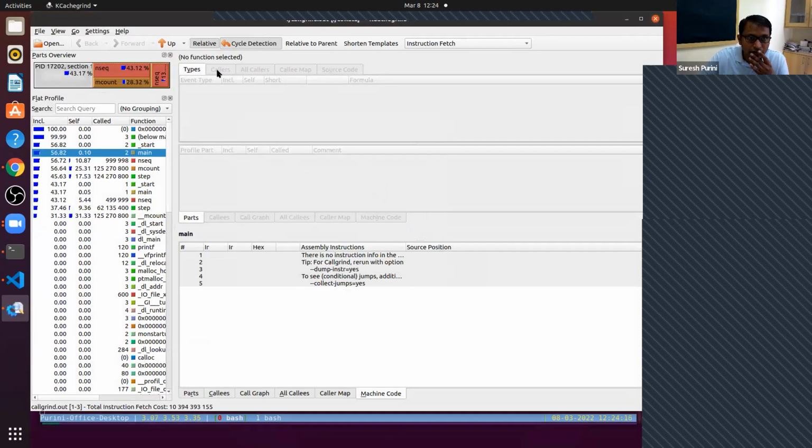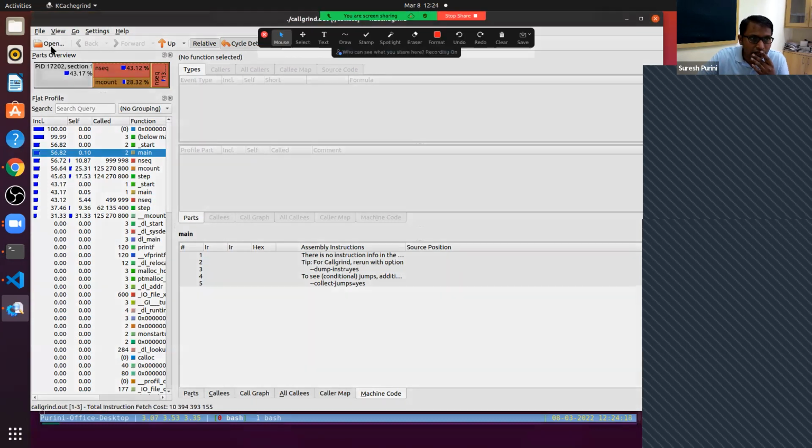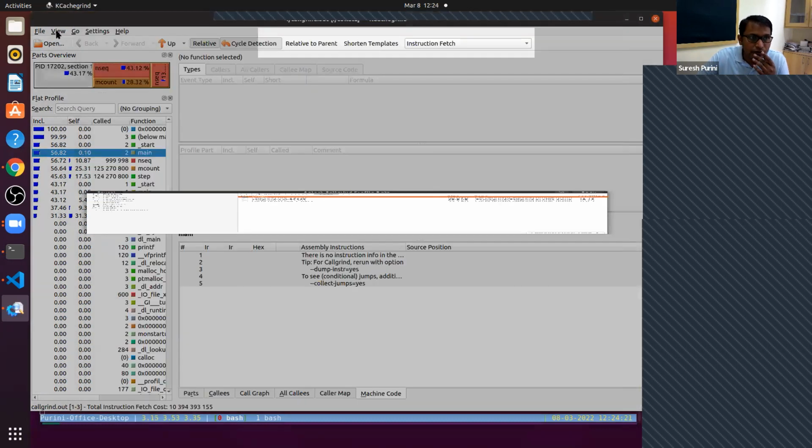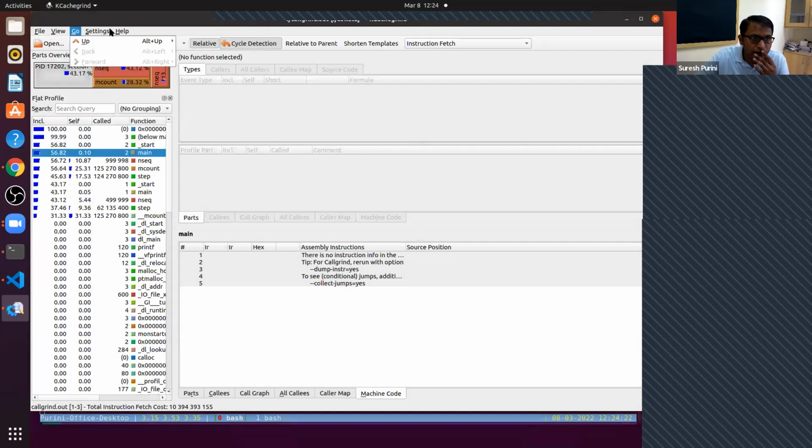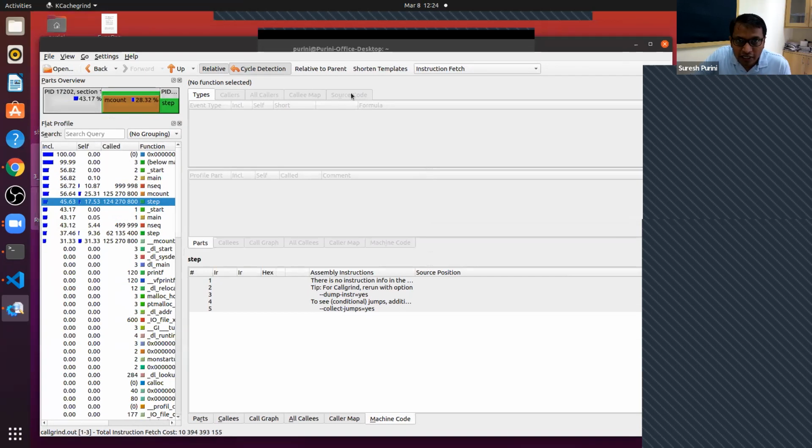Where is, I'm trying to see, view, go settings. For some reason, it is not showing the source code here. It is possible here, if you go here and look at the source code, it clearly shows this particular line in this program. It is making a call to step this many number of times. And that is a very useful piece of information.